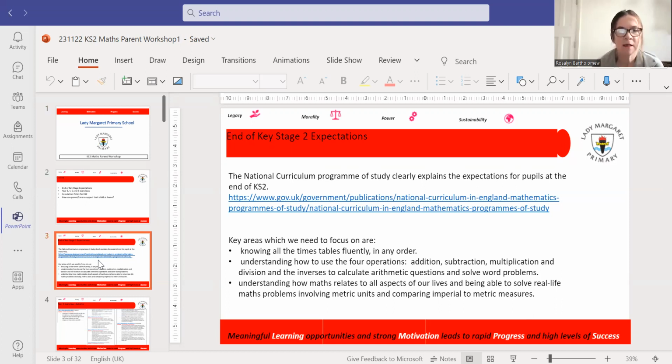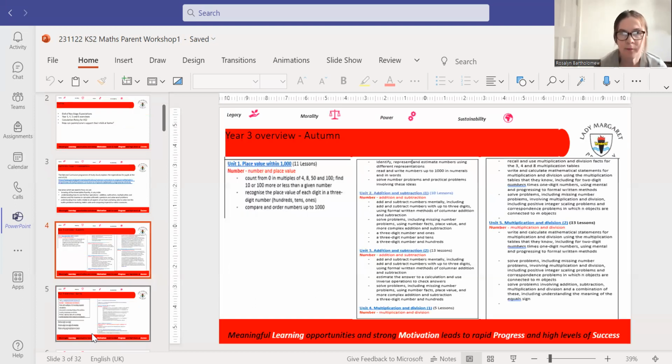The children need to be able to understand how to use the 4 operations: addition, subtraction, multiplication and division, and the inverses to calculate arithmetic questions and solve word problems. The children also need to be able to understand how maths relates to all aspects of our lives and be able to solve real-life maths problems, including involving metric units and comparing imperial to metric measures.